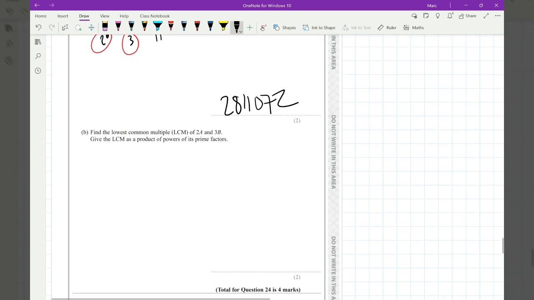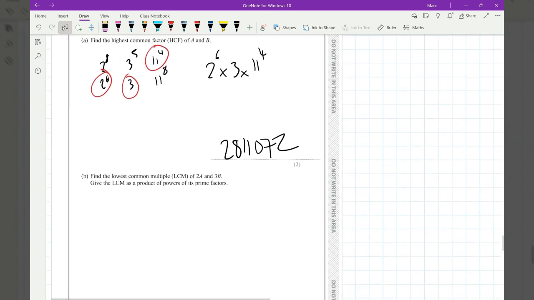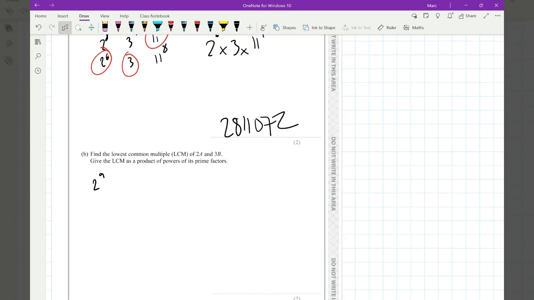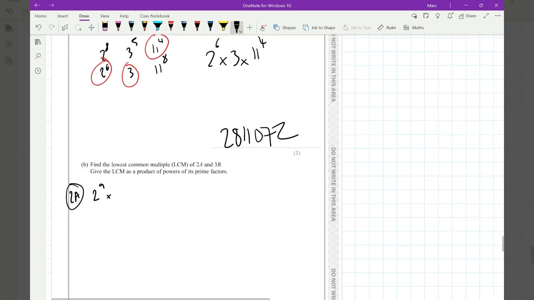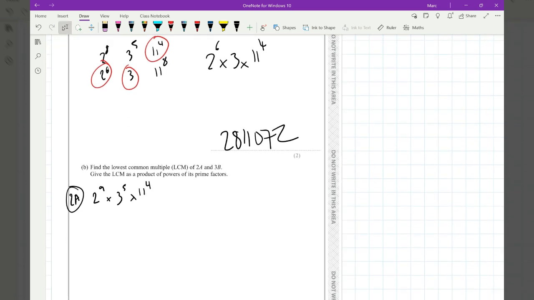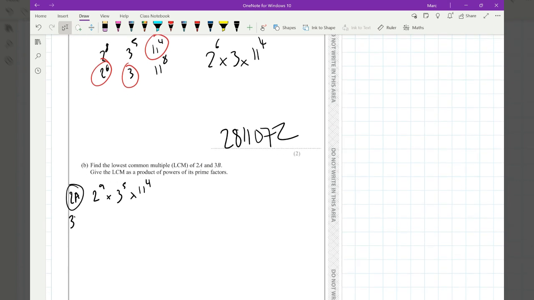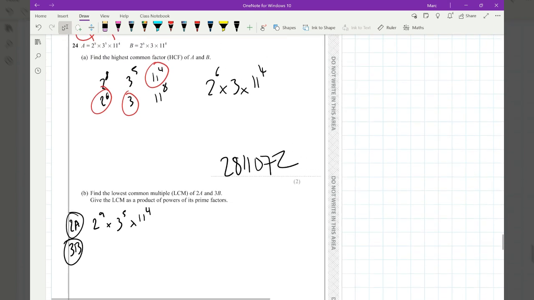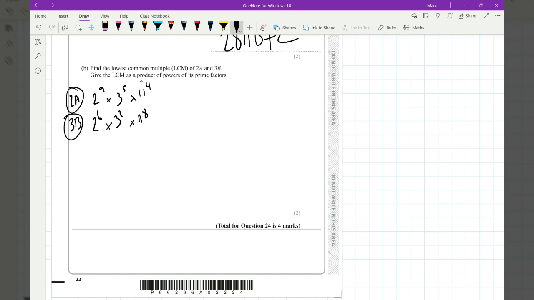Okay, find the lowest common multiple of 2a and 3b. Now 2a means that's the thing multiplied by 2. So 2a is going to be 2 to the 9 times by 3 to the 5 times by 11 to the 4. And 3b is going to be b times by 3, so 2 to the 6 times by 3 squared times by 11 to the 8. Now it wants it as a product of its prime factors, which means we don't have to do a numerical calculation.